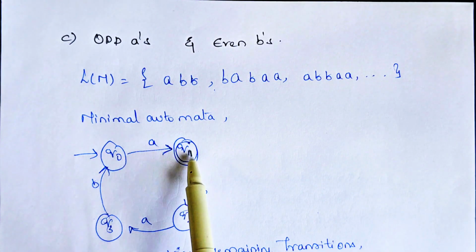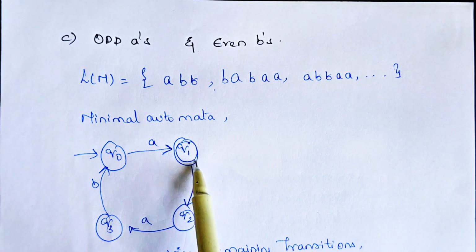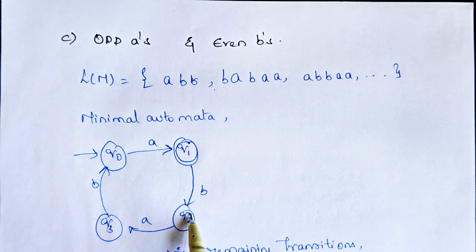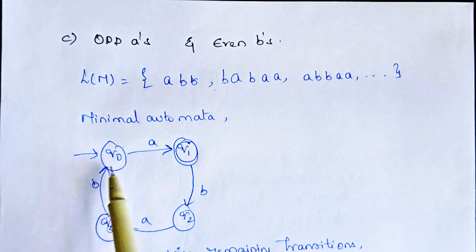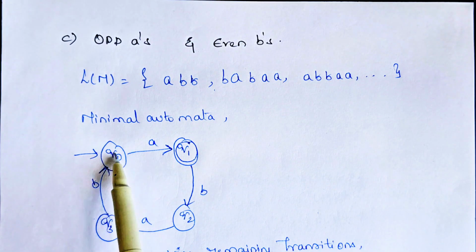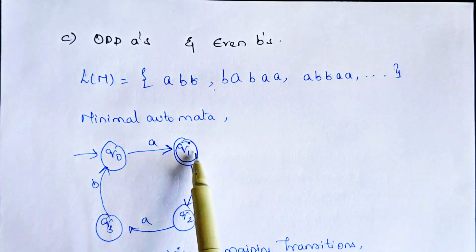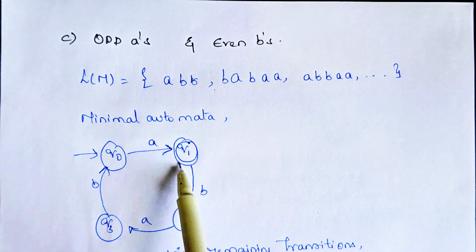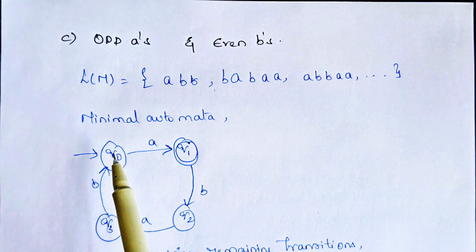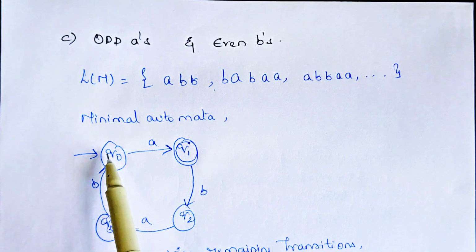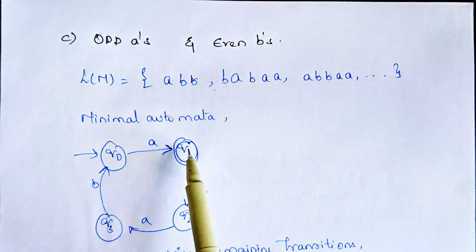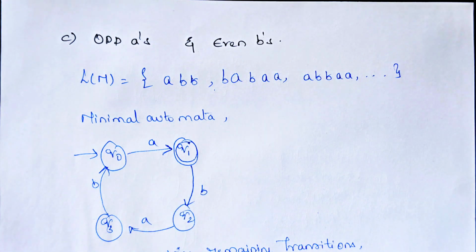Here Q0 on odd A is processed to Q1. Q1 on odd B is processed to Q2. Q2 on even A is processed to Q3. Q3 on even B is processed to Q0. Since here Q0 upon reading A, which is odd A, is processed to Q1, we are making Q1 a final state. For even number of B's, zero number of B's is considered as an even number. So here in this combination, Q0 upon reading odd A to the Q1 state, we make this Q1 state a final state. Upon giving the remaining input transitions on each state, we obtain the complete DFA.